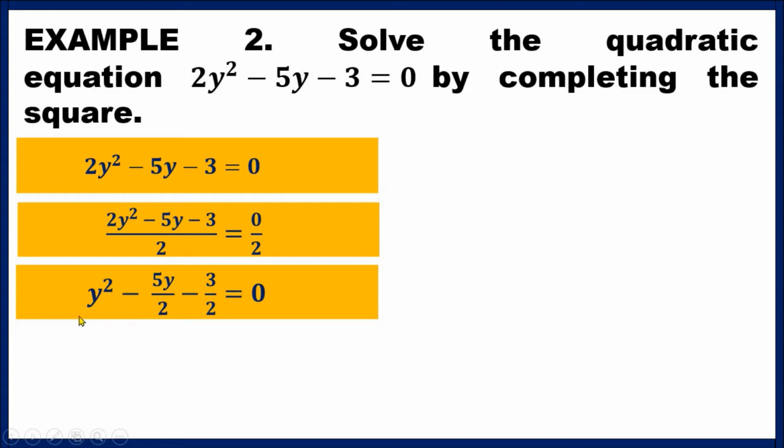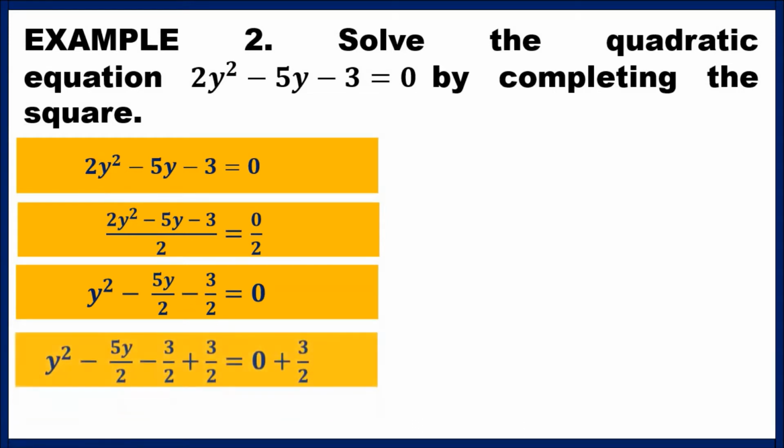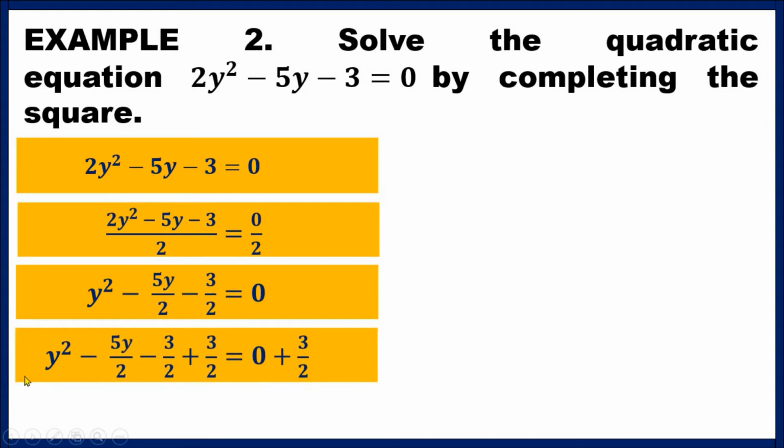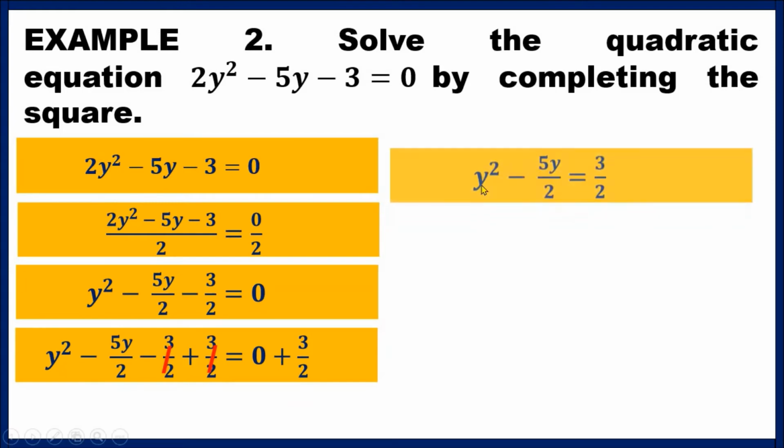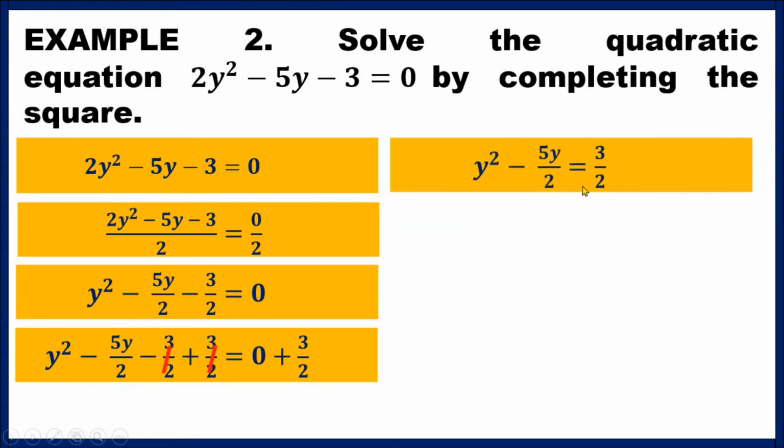Now the coefficient of y squared is 1. Next is, isolate on the right side the constant term. The constant term on our equation is negative 3 over 2. To put it on the right side, we must add 3 over 2 to both sides. Now these two make 0. On the left side, we still have y squared minus 5y over 2 is equal to the sum of 0 and 3 over 2, of course, is 3 over 2.